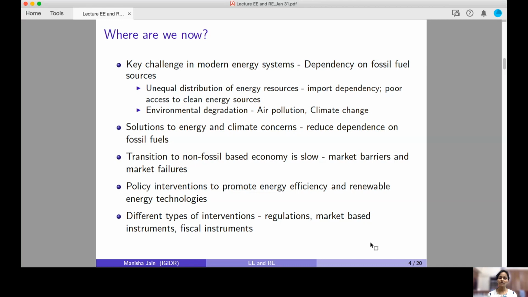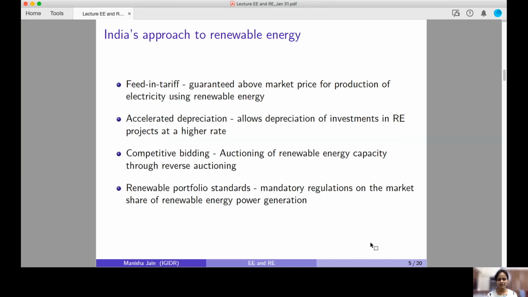The kind of interventions that we see around us to promote energy efficiency and renewable energy essentially include regulations, market-based instruments, a combination of regulations and market-based instruments, and fiscal instruments. When we look at India's approach to renewable energy, interestingly, there is no standalone legislation for renewable energy. There are discussions in different acts, but no standalone legislation. We look at some of the mechanisms which have been used in India, and a similar approach has been used worldwide as well.